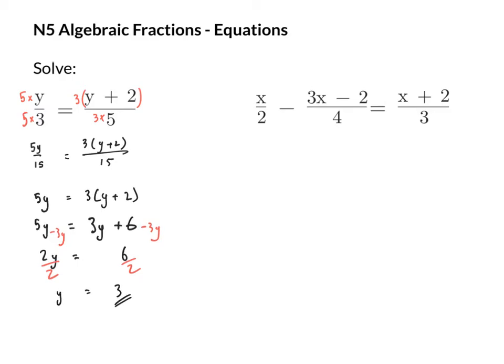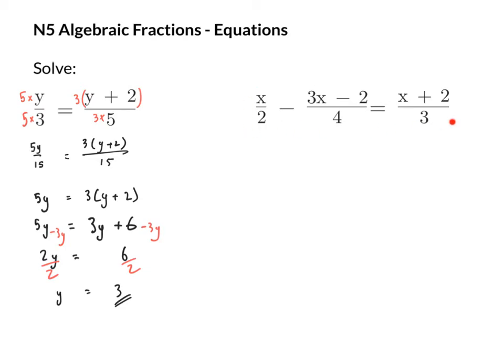Remember, whenever you're solving an equation, you can do a quick check: go back to your original and see if it works. So y is equal to 3. It means this side here would be 3 divided by 3. Well, that's 1. And then on this side, I'd have 3 plus 2 divided by 5. Well, 3 plus 2 is 5, divided by 5 is also 1. So the two sides are equal, meaning this is definitely my solution.